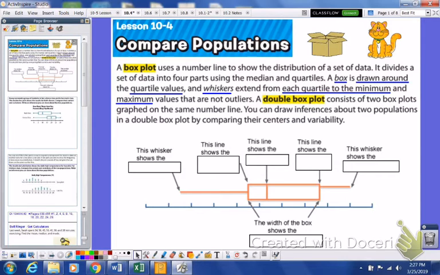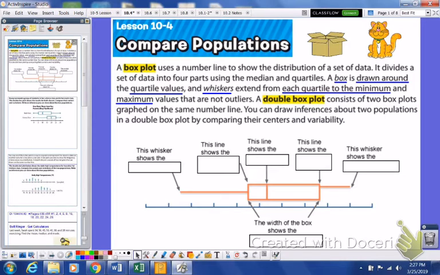So if we read through this, a box plot uses a number line to show the distribution of a set of data. It divides the set of data into four parts using the median and quartiles. A box is drawn around the quartile values, and whiskers extend from each quartile to the minimum and maximum values that are not outliers. So watch for outliers, we don't want to include them.